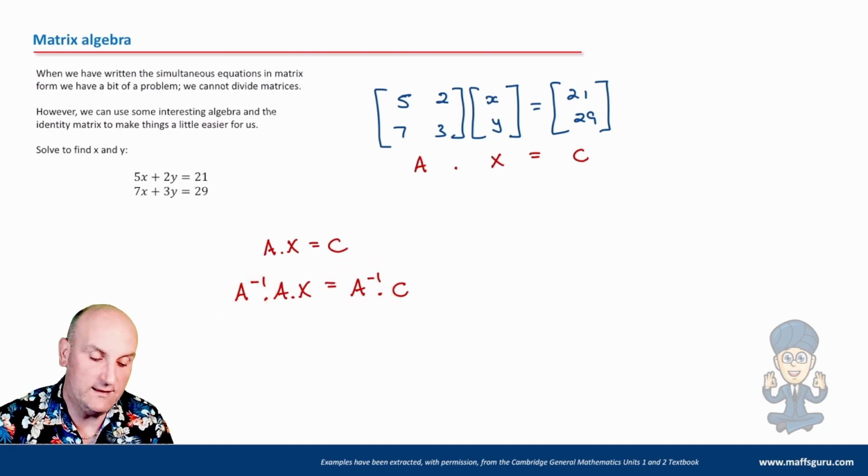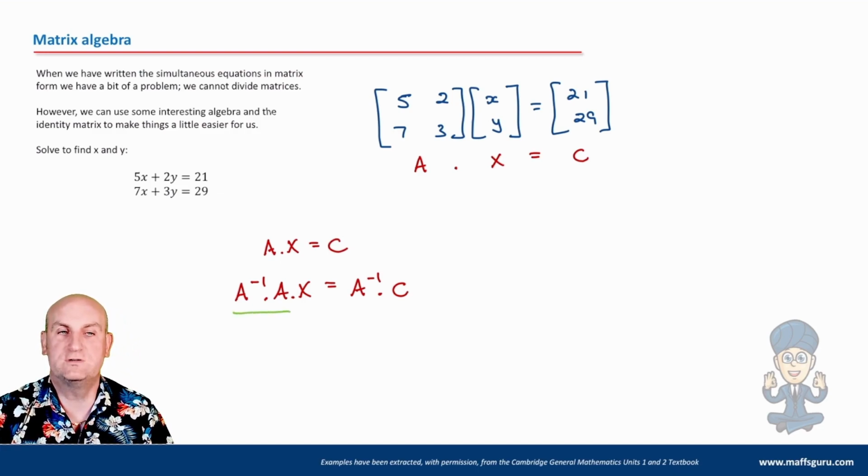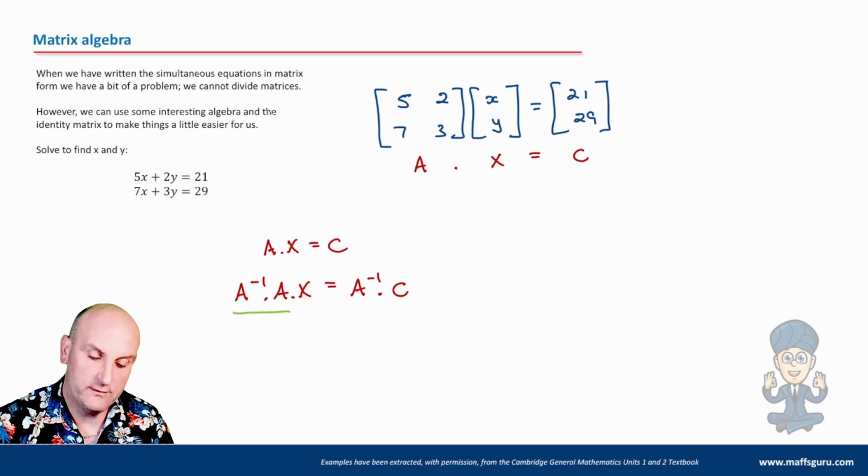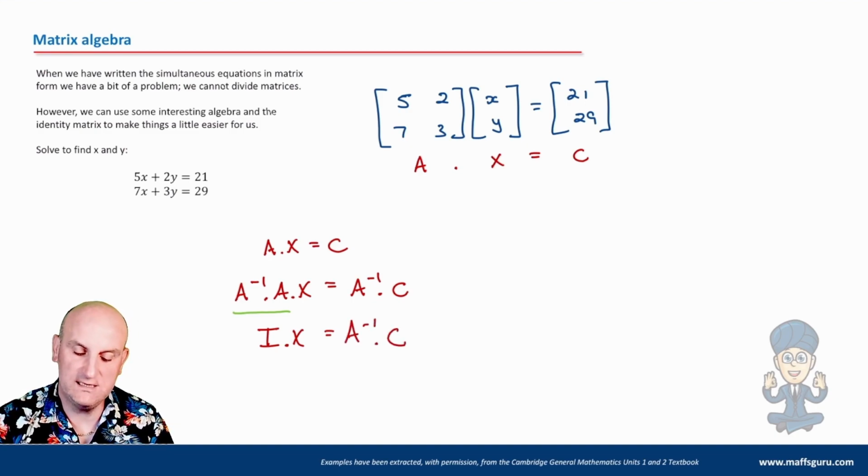Now the reason I've done that is, if you have remembered the stuff from the previous video, when we take a matrix and multiply it by its inverse, we get the identity matrix. So there we go. I now know that that can be replaced with the identity matrix times X is equal to A to the minus 1 times C.